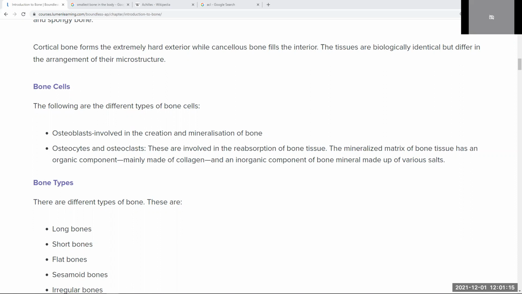So anybody else has a way of remembering it? Thank you very much for that contribution. Anybody? I remember blast is for creation or building, and class is for reabsorption. So absorption, just to link the words. Anybody can think of a way?